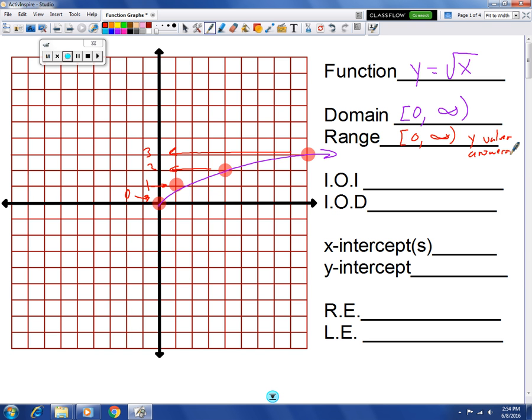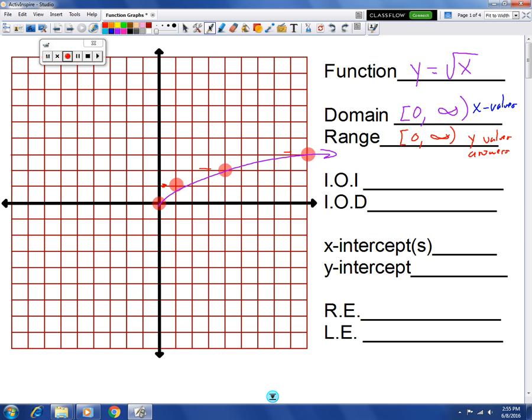And of course the domain, that represents the x values we could use, or the input. Okay, the interval of increase. I think I erased one. The interval of increase, kind of interesting.